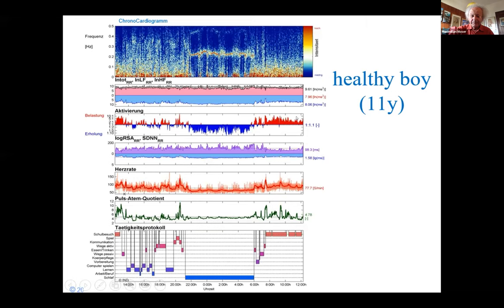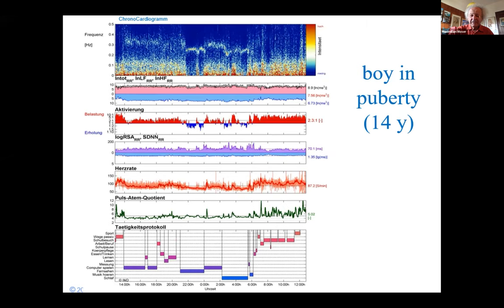Then we measured the boy when he was already in puberty, 14 years old, and you see how this changed. You see that now he has more of this line of blood pressure rhythm, which is indicative of personality, of the consciousness, but it totally destroyed night rhythmicity.